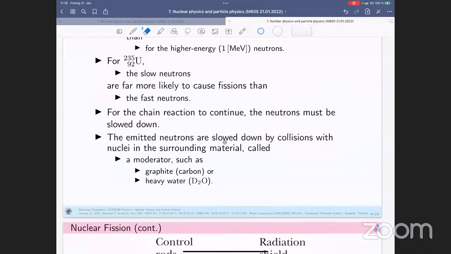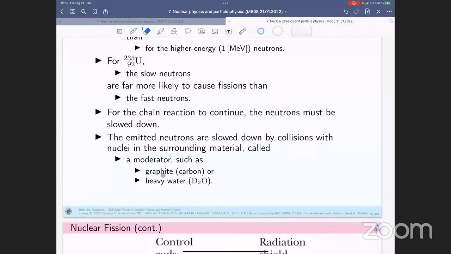The emitted neutron could be slowed down by collision with nuclei in the surrounding material, for example, a moderator. Okay, it's called a moderator. There are many ways to use a moderator. You could use graphite. Graphite is made of carbon, right? And in carbon we have 6 protons, 6 neutrons, carbon-12, carbon-14, something like that. And it's a solid object.